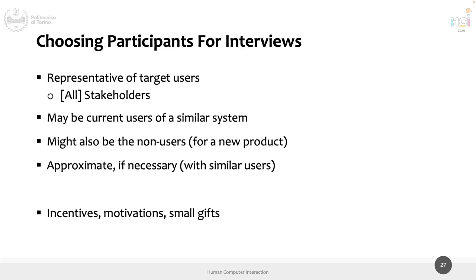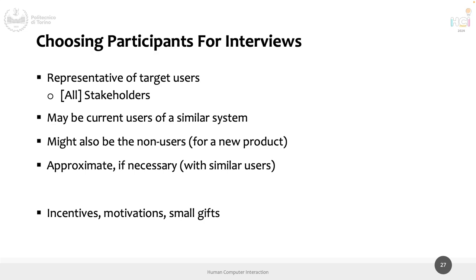Again, we are talking about needfinding, so we are talking about interviews on a specific domain. For example, I want to interview students to understand how they live at Politecnico during the exam period. So you are just asking questions to them to understand.